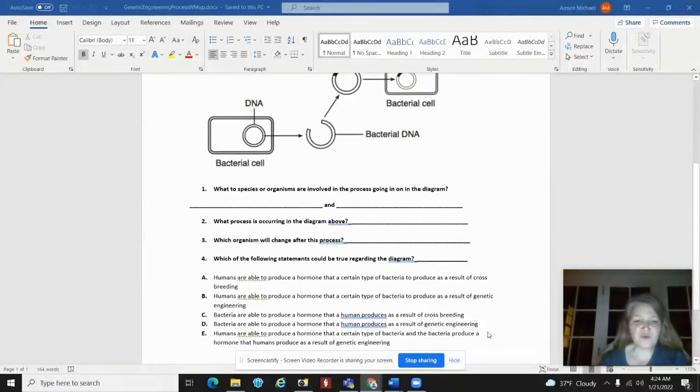If we look at our last choice, humans are able to produce a hormone that a certain type of bacteria produce, and the bacteria produce a hormone that humans produce as a result of genetic engineering. Again, the human is not being modified, the bacteria is. That first statement makes this statement untrue. We've discussed in class, when you're reading a multiple choice, read the full statement and make sure that the entire statement is true. Answer choice D would be correct.